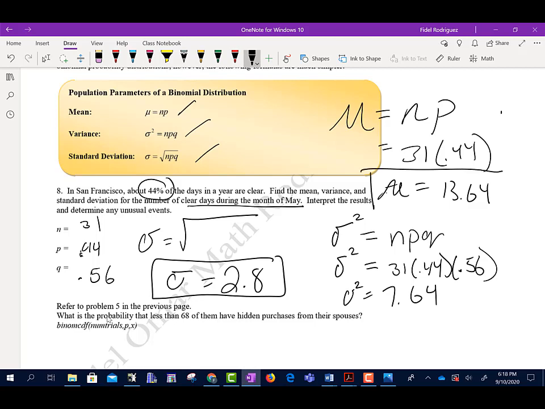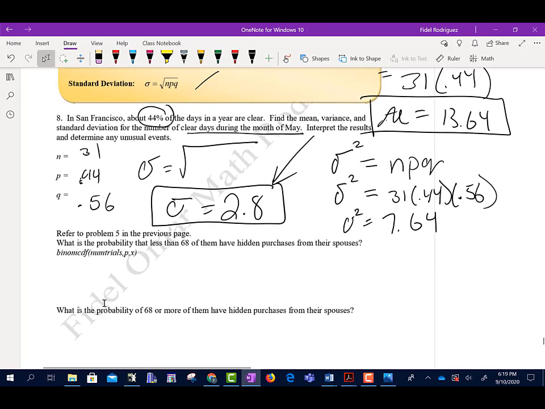Okay. So again, just to understand what this means. On average, there's about 13.64 days. That's the number of clear days. And most of the days are going to be 13.64 plus or minus another 2.8. That's how many days we'll have.